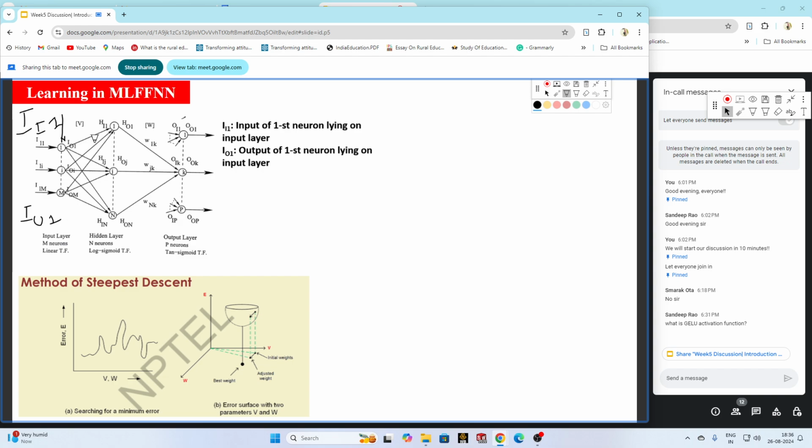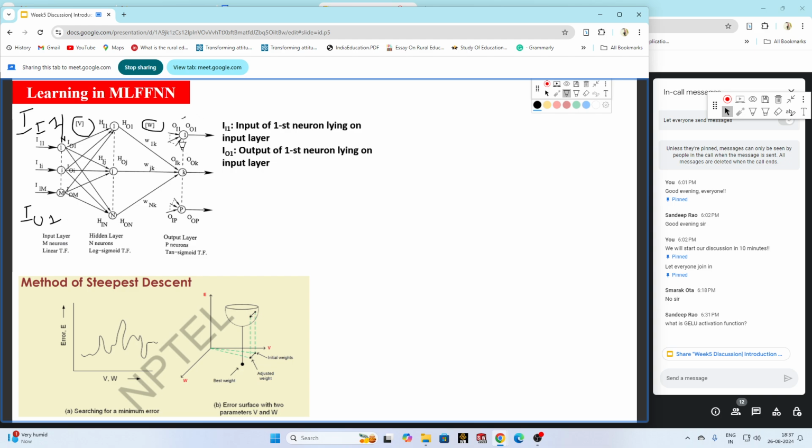Now there will be weights to connect to the hidden layer. These weights are denoted by V, so this will be V11, V12, V13, V14, V15, etc. Now we have the hidden layer; again you have an input side and an output side, so HI1, HO1. Now we have weights connecting the hidden layer to the output layer, denoted by W: W11, W12, W13, etc.